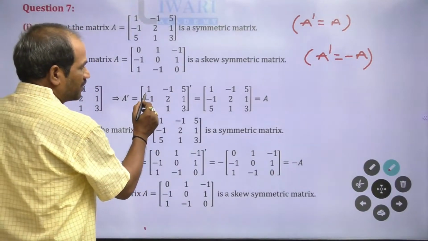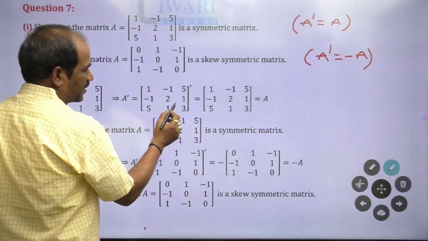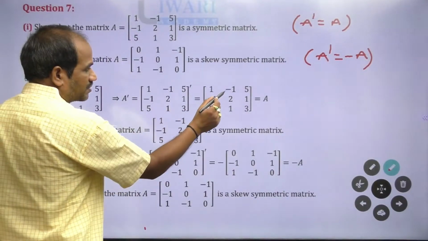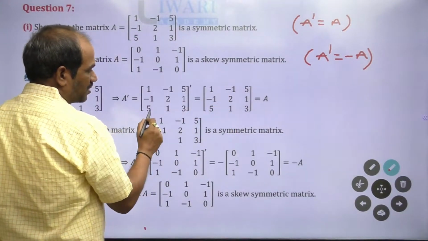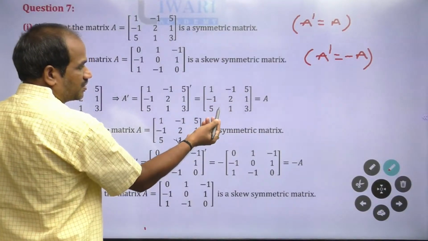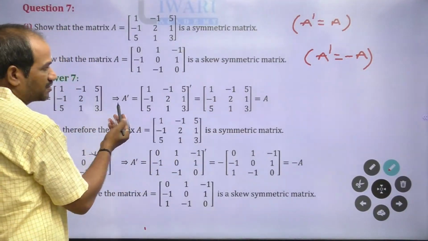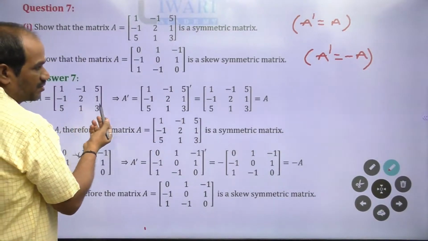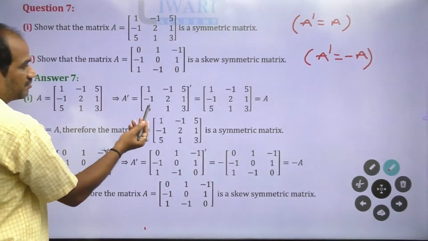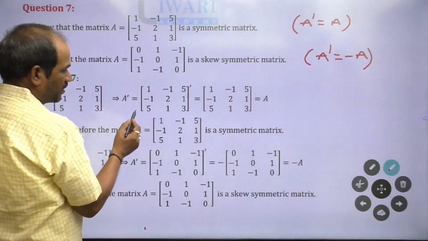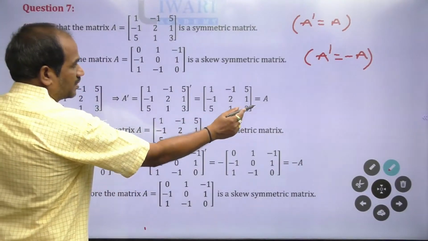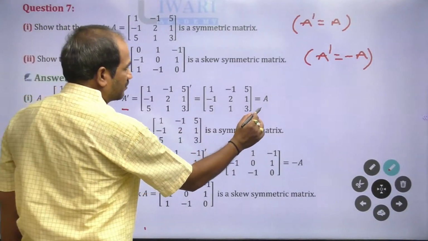Here the first row becomes the first column, the second row becomes the second column, and the third row becomes the third column. So this matrix is the same; the A matrix comes back with no change. All elements are the same. So A dash is equal to A.